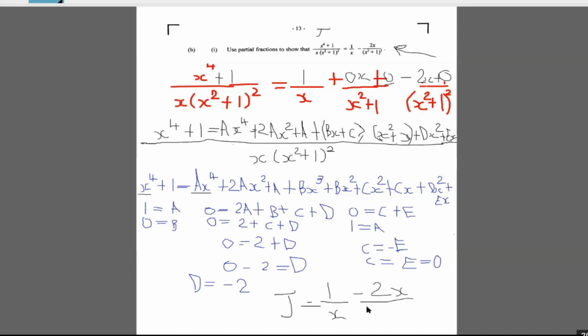Question done, nice and easy. So x squared plus 1 all squared. Easy. Nice. Let's look at the integration now.